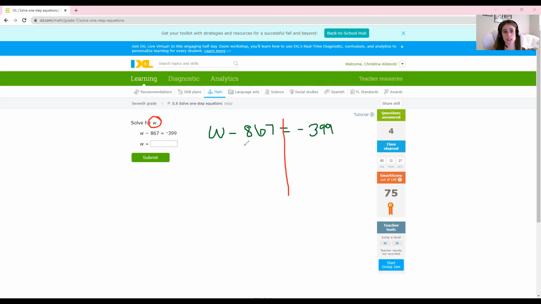What is the inverse of subtracting something? Adding. We are going to add 867 to both sides. We bring our W down. Negative 867 plus 867 is 0. Now we have negative 399 plus 867. Definitely can't do that in my head.